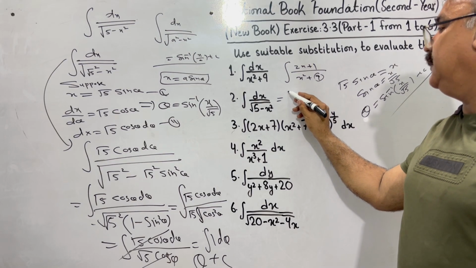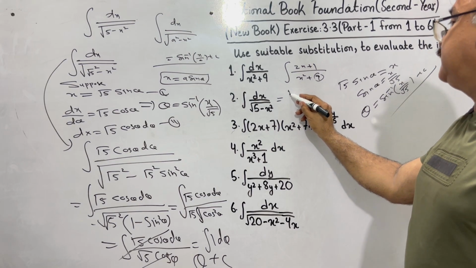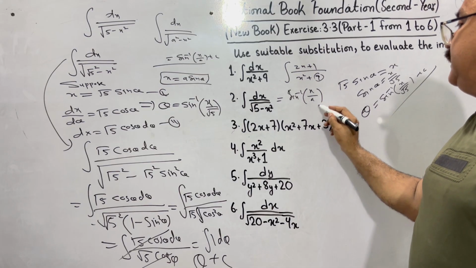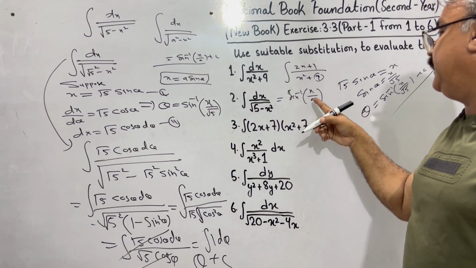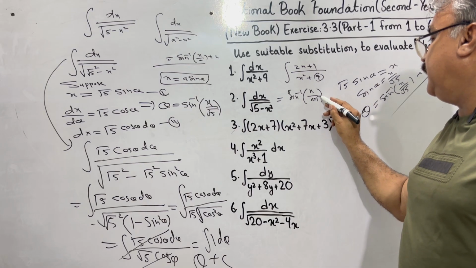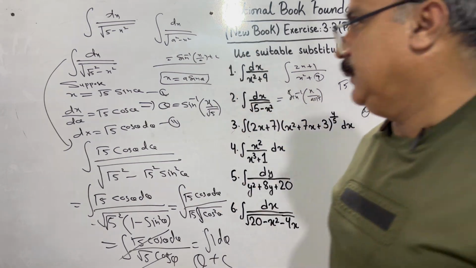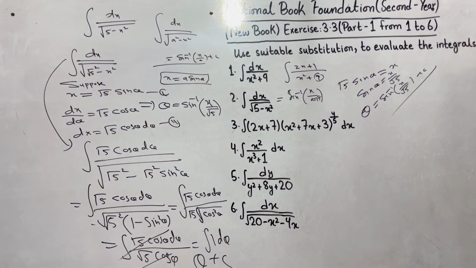It is sine inverse of x over a, where a is root 5. That is the case that I have mentioned here as well as proved for you. Going towards the next question.